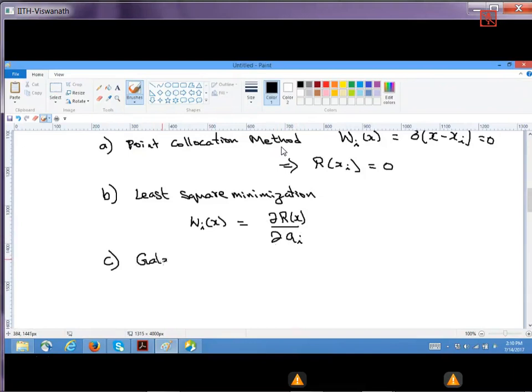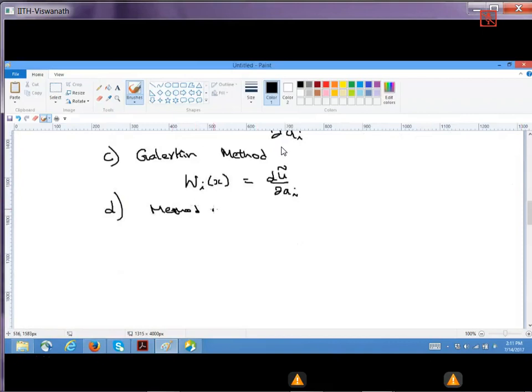Then the Galerkin method. In the Galerkin method, your weight, and finally for the method of moments, wi of x is nothing but, based on these we know our weights and we know our residue. We integrate it, we get a few sets of conditions.